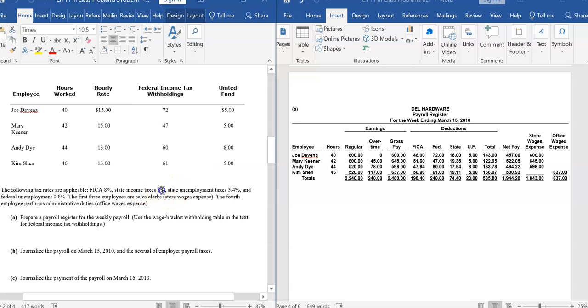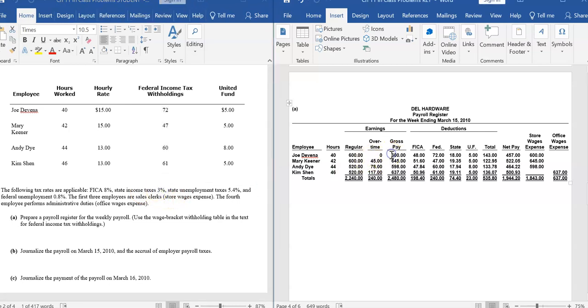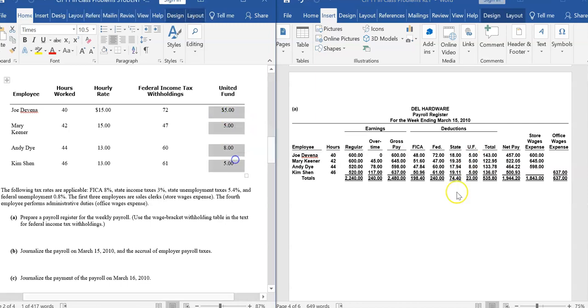State income taxes are 3%. So 3% times their gross pay will give us their state withholdings. And for United Fund, 3 of the 4 employees are having $5 withheld. Andy is having $8 withheld as a charitable contribution.